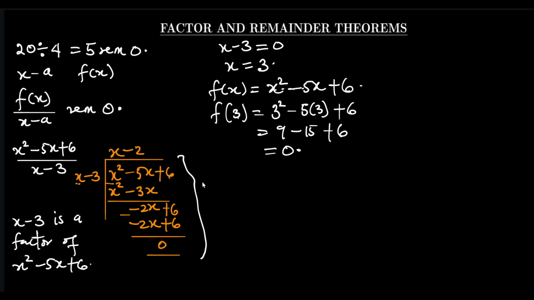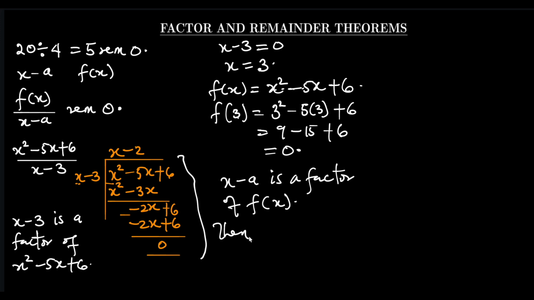So the goal is that if x minus a is a factor of f of x, then when you set x minus a to be equal to 0, you have x equals a. Then f of a must also be equal to 0. That is, after you've replaced your x with a, your remainder must be 0.